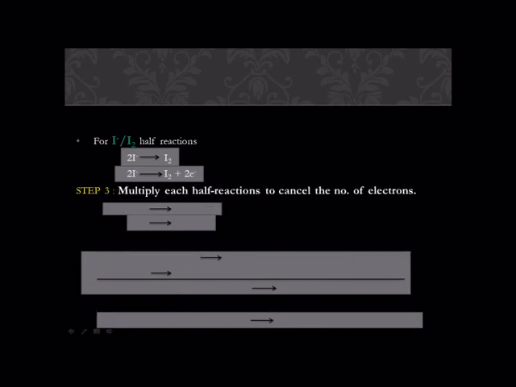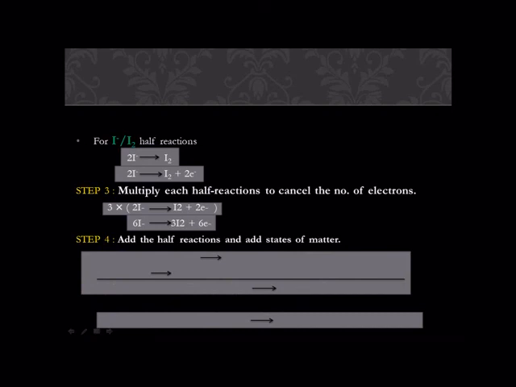And then the third step is that you need to multiply each half reaction to cancel the number of electrons, because in this kind of mechanism, the number of electrons that is released is exactly absorbed by the other system. The oxidizing system releases electrons and the reducing system accepts those electrons. So the number of electrons has to be equal. In this particular case, there are 2 electrons, and in the reduction half reaction there were 6 electrons. So you simply multiply this oxidation half reaction by 3, and we will get 6 electrons. Now the number of electrons is balanced.